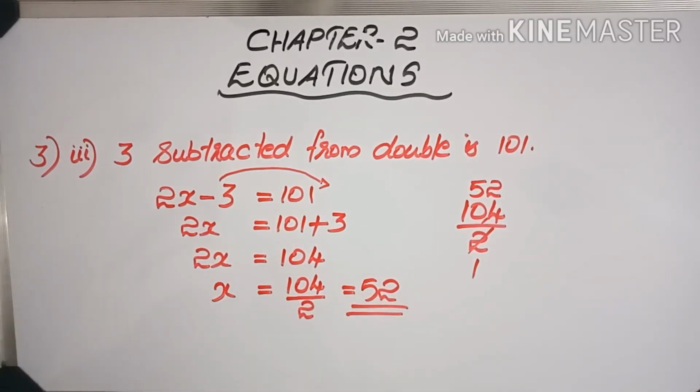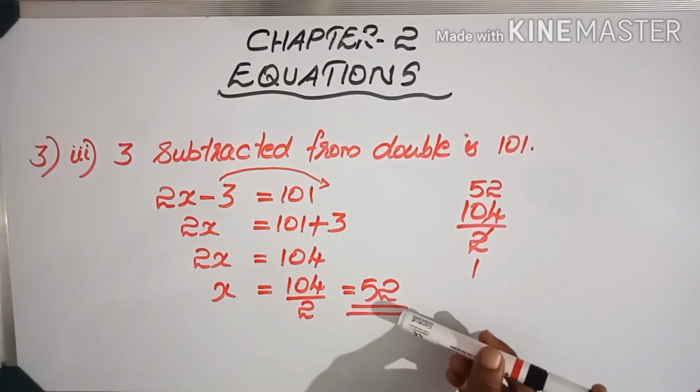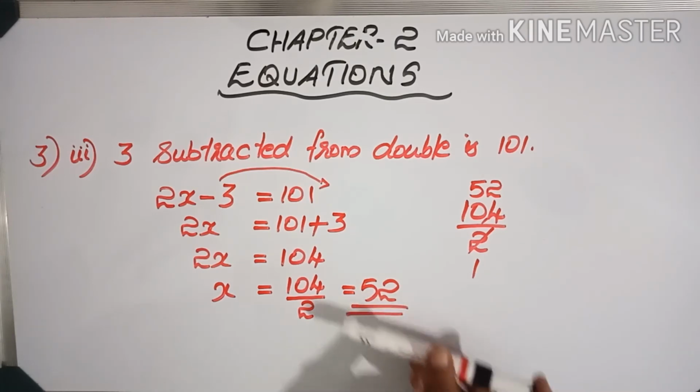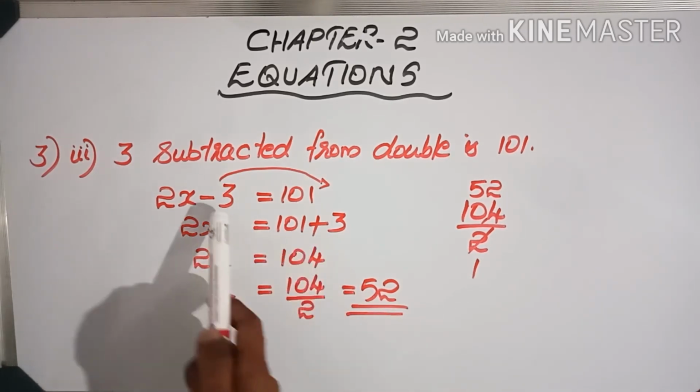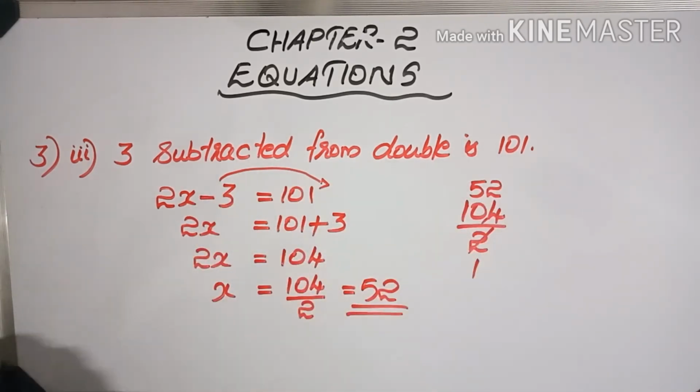When we subtract 3 from double of this 52, 52's double is what? 104. 52 plus 52, answer will be 104. From that 104, if we subtract 3, we will get the answer what? 101. Similarly, you can do the fourth sub question. Same like this. Here for the fourth sub question also it is a subtraction. Triple means 3 into. Try to do that.